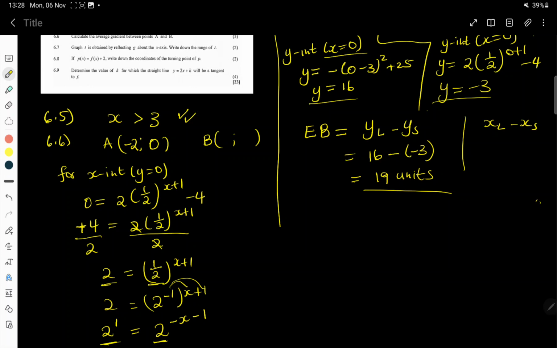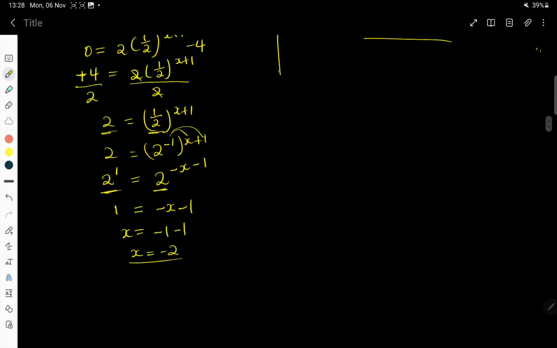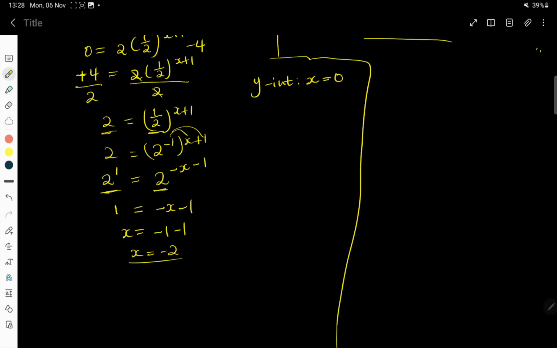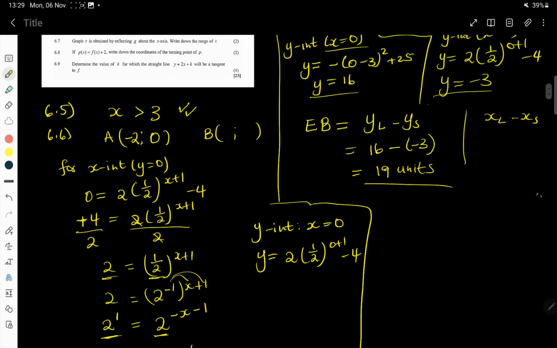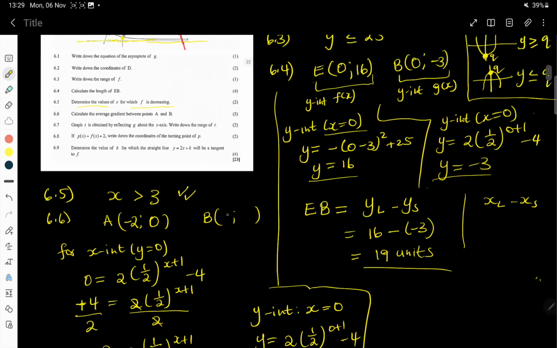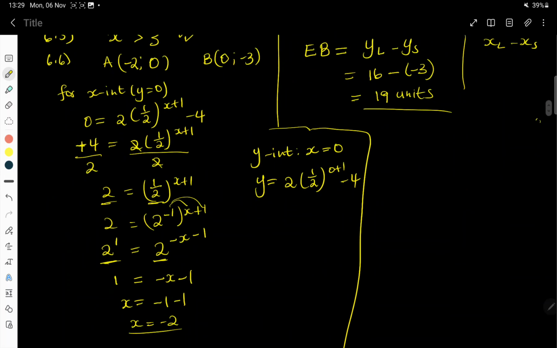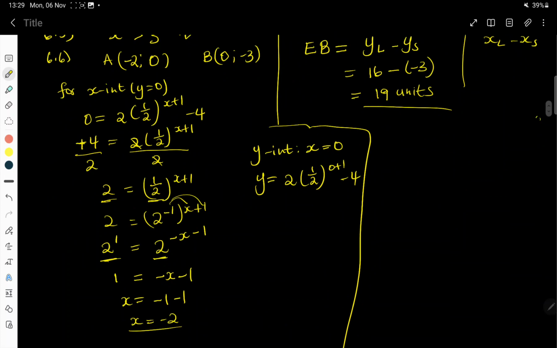Then for B, it is the y-intercept. So for y-intercept, you let x be equal to 0. Then you use the very same formula, y equals 2 (1/2)^(0+1) minus 4. Oh, I think we got it. We got the coordinates of B somewhere there: 0 comma negative 3. We are sorted. So there's no need for this.